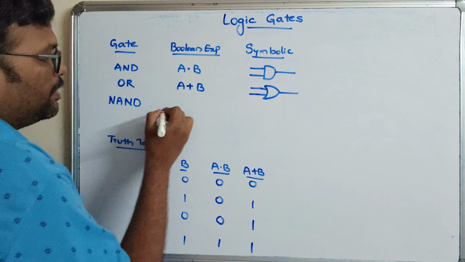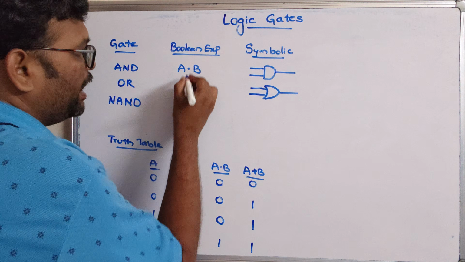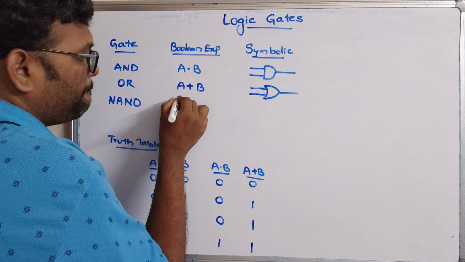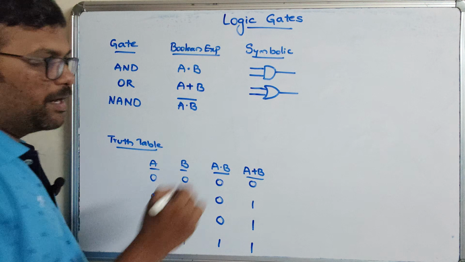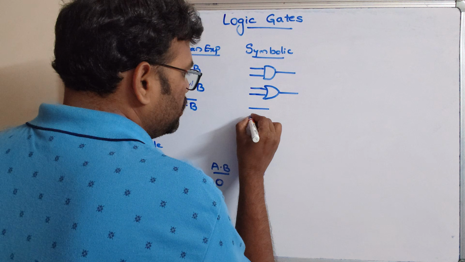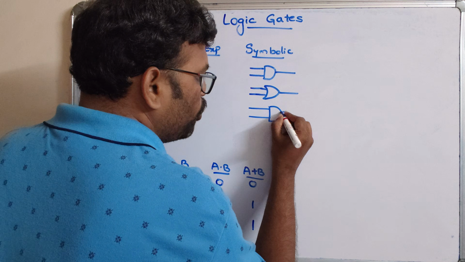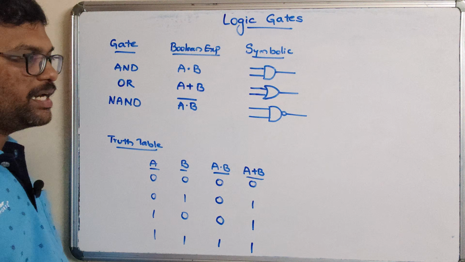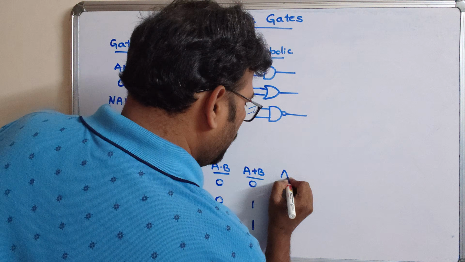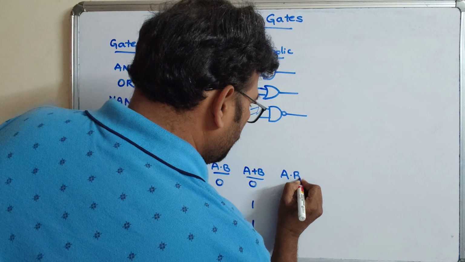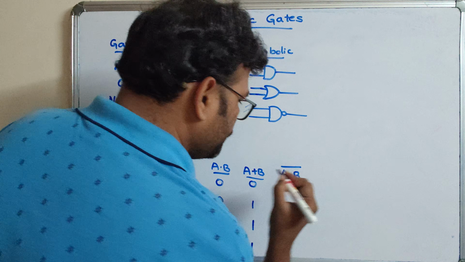NAND gate. NAND gate means what? It is NOT of A AND B, that is, (A dot B) bar. That will be represented with two inputs and an AND gate, and here we need to give a small circle. That is a NAND gate. So here it will be (A dot B) bar.